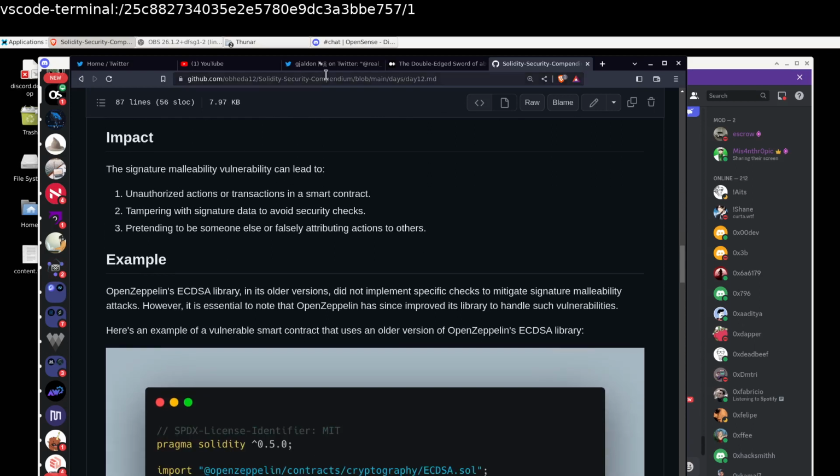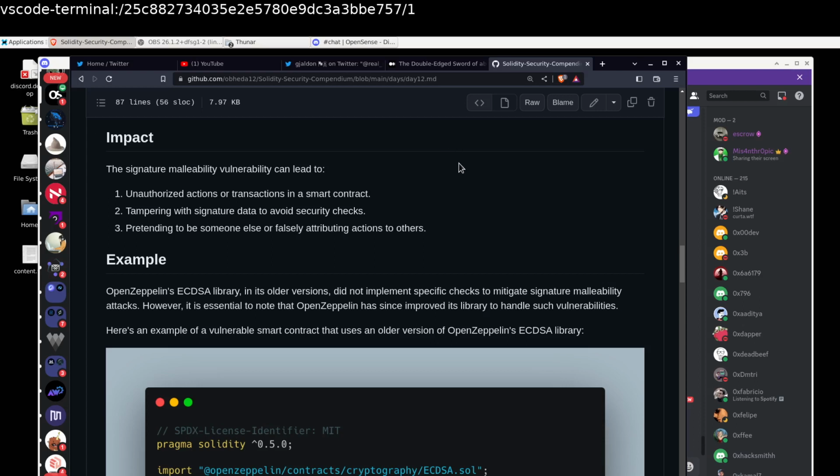What is the impact? Signature malleability vulnerability can lead to unauthorized actions or transactions in a smart contract, tampering with signature data to avoid security checks, pretending to be someone else, or falsely attributing actions to others. Nice. So depending on how you use the logic here, you can get screwed in different ways. Very interesting. Let's keep going.